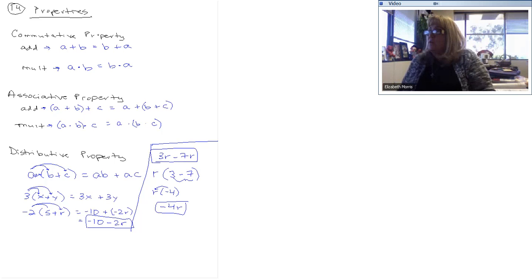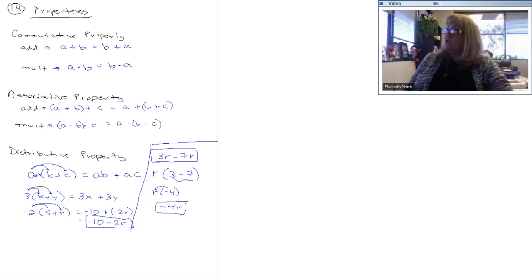simplifying like terms. 3r and negative 7r, they're like terms. They both have an r. It's not an r and an r squared. It's not an r and an s. They're like terms. So I can combine those and do it just like I would do it normally with numbers, looking at the numbers, subtract the smaller from the larger, keep the sign of the larger, and the r just goes along with it. Okay?